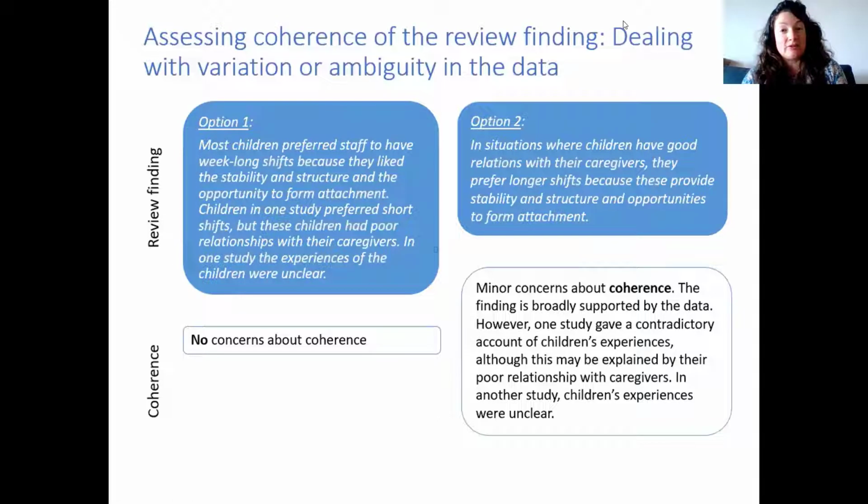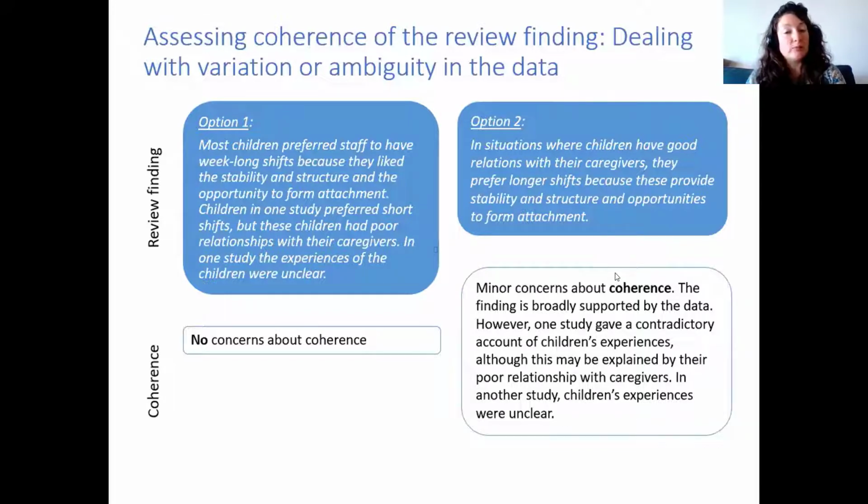And this comes back to the question we had earlier. How do you deal with variation or ambiguity in the data, with findings that might be written in quite different ways? So here's an example of the same finding being written in two different styles. Imagine a review about children in care homes. Option one: most children preferred staff to have week-long shifts because they liked the stability and structure and the opportunity to form attachment.